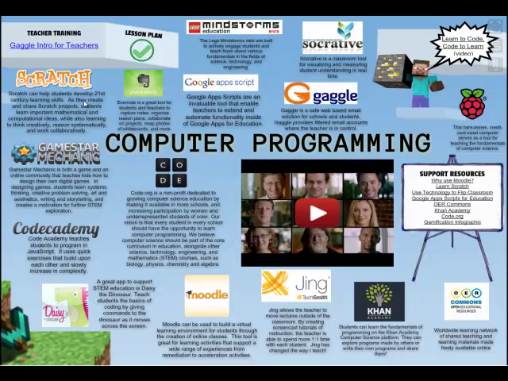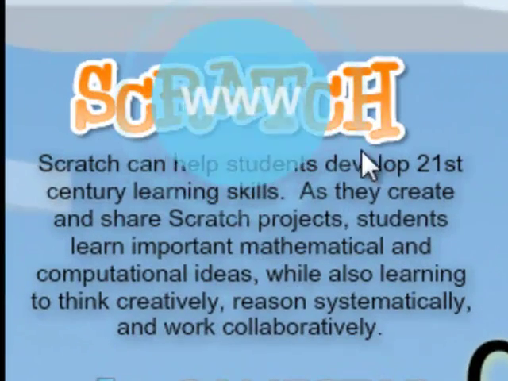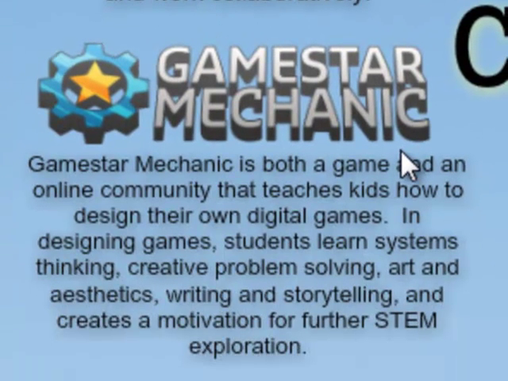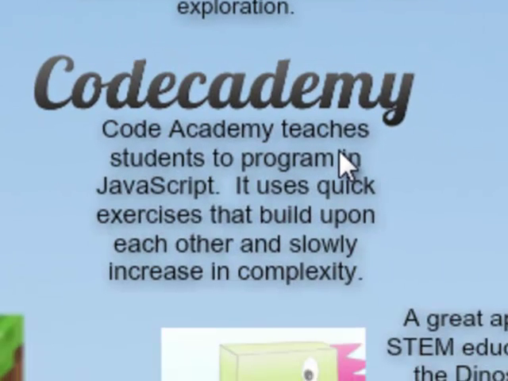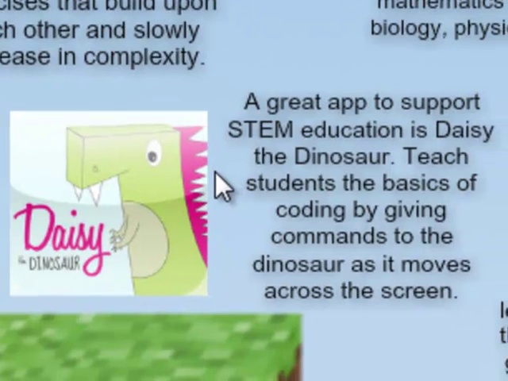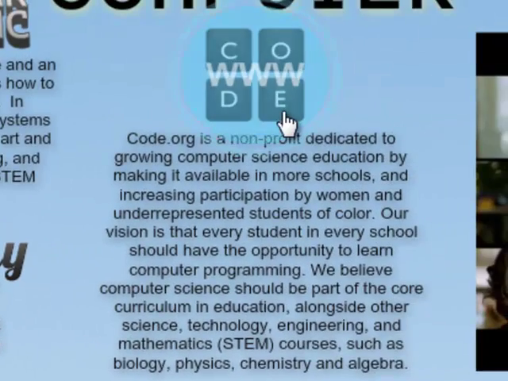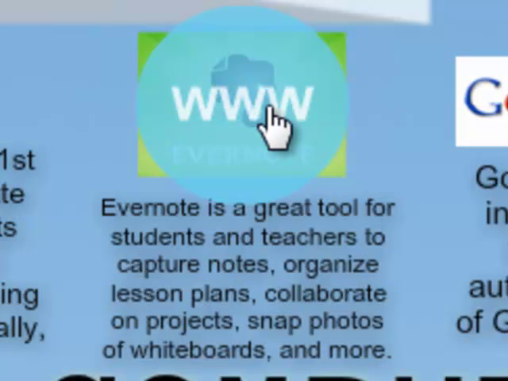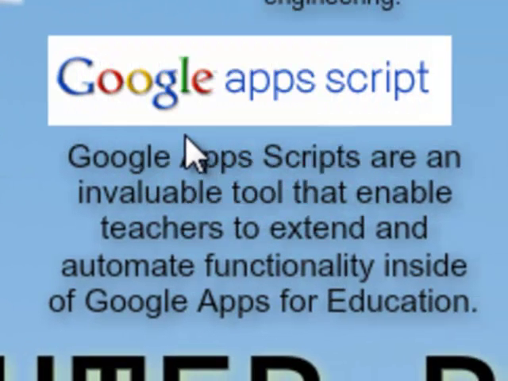According to Module 1 and Module 2, I'm going to put each of these tools into the different emerging trend categories. Scratch here is cloud computing. GameStar Mechanic is gamification and cloud computing. Code Academy, cloud computing. Daisy the Dinosaur would be mobile computing because you can download it on your iPad. Code.org, cloud computing. Evernote up here, cloud computing. Google Apps scripting, cloud computing.